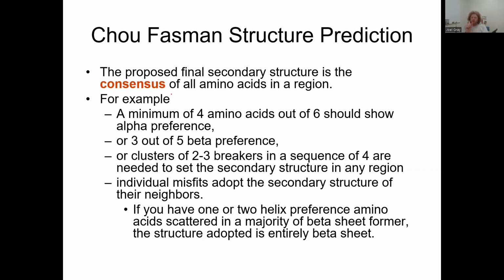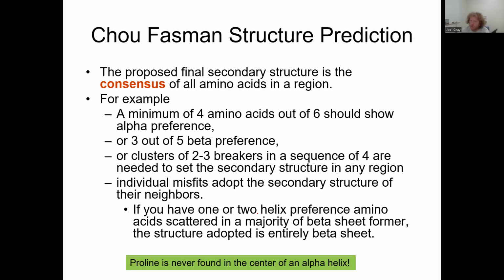So if there was a single, let's say, glycine, which is generally too flexible, out of like 60 amino acids that form an alpha helix, that alpha helix is still going to form. However, they came up with these kind of guidelines and ideas. As a further example, if you have 1 or 2 helix-preferring amino acids scattered in a majority of beta sheet formers, the structure adopted is entirely a beta sheet.